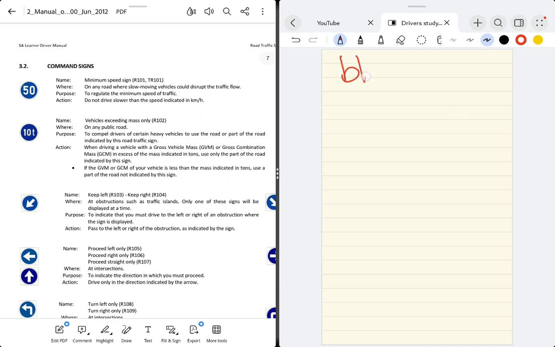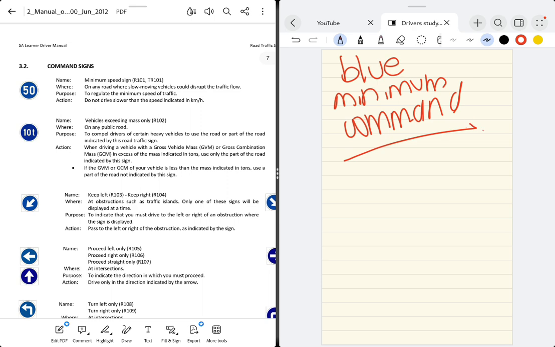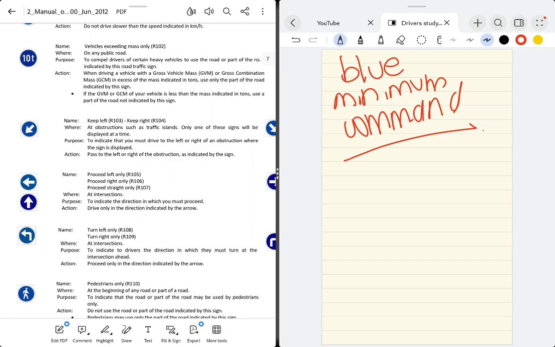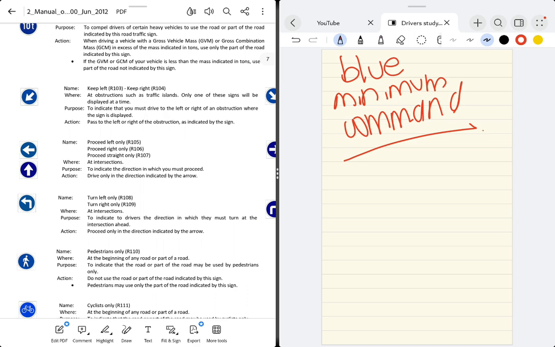So the blue ones are the minimum command signs. Minimum speed sign: on a road where slow moving vehicles could disrupt the traffic flow, you must travel at a minimum of that speed. Vehicles exceeding mass only, which means your vehicle needs to exceed that mass. This means keep to the left. This means proceed to the left only. Proceed to the right only. And proceed straight only.